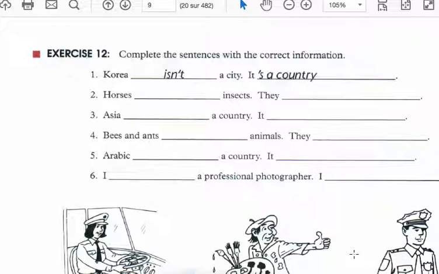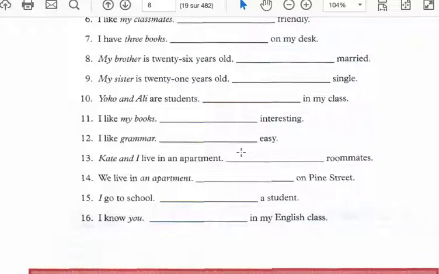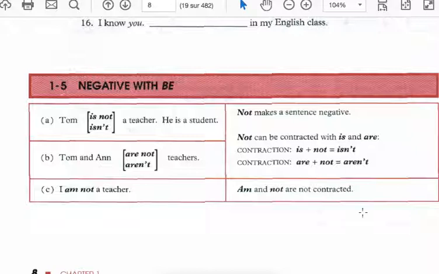A negation, well, basically, we have not. Okay, let me just go back here. There we go, it's easier like that. So basically, if we have is, we have is not, isn't. Are not, aren't. And if I want to say I am not, we don't have a contraction. None of the contracted forms here.